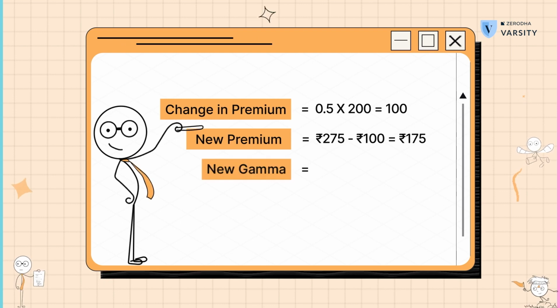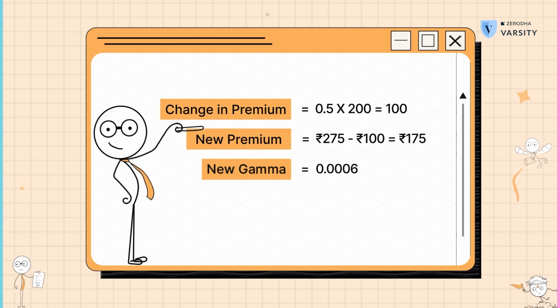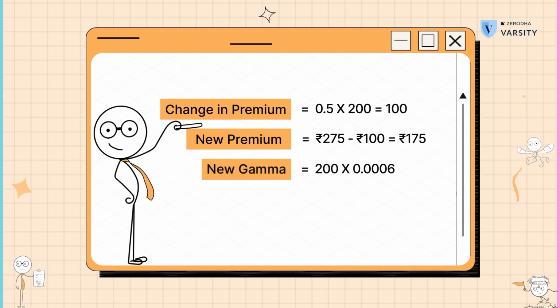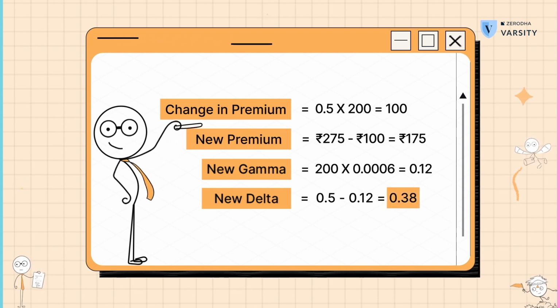Of course, with the change in underlying, the delta has to change. We know that the gamma of this option is 0.0006, which tells us that for every 1 point change in the underlying, the delta should change by 0.0006 points. The total change in underlying is 200 points. So 200 times 0.0006 is 0.12. Therefore, the new delta is the old delta minus the change in delta, which is nothing but 0.5 minus 0.12, which is 0.38.